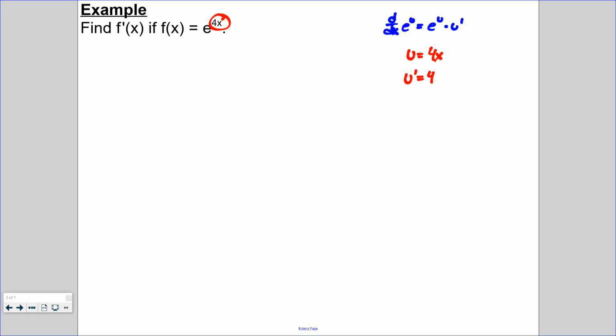So now that we have all the pieces, we can actually take the derivative. So f prime of x, let's see, we're going to have the derivative of e, which is just e. We're going to put the inside back in, which is 4x. And then we're going to multiply by the derivative of the inside, which we already found to be 4. And then we can just simplify this. So we're going to end up with a final derivative of 4e to the 4x. Boom. Done. Next problem.